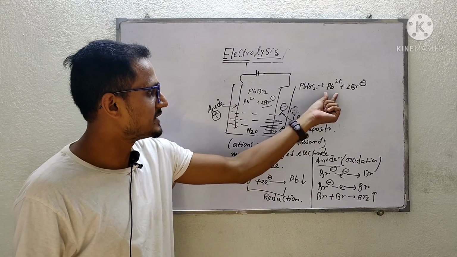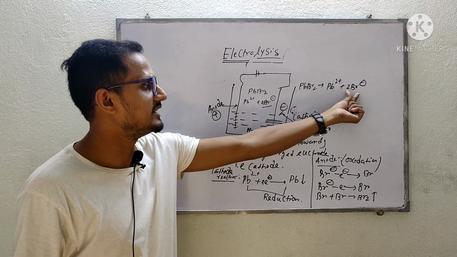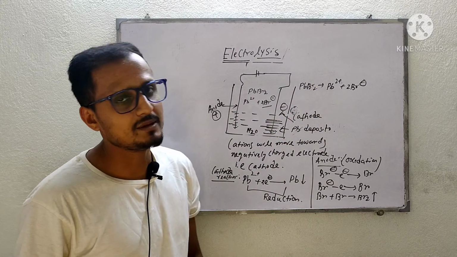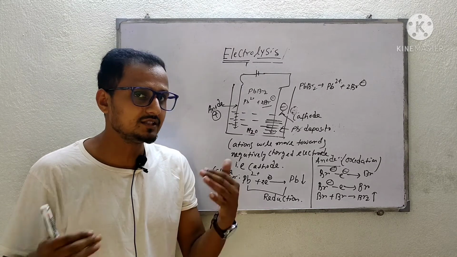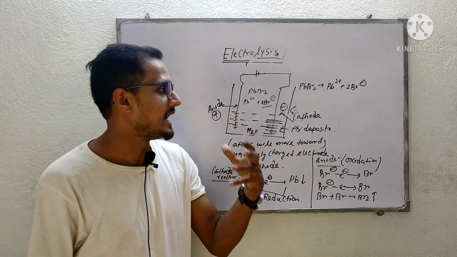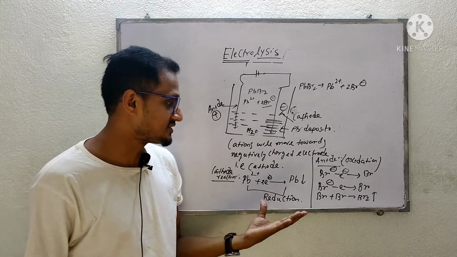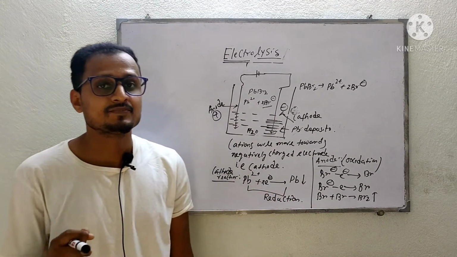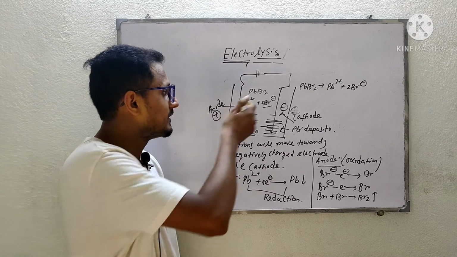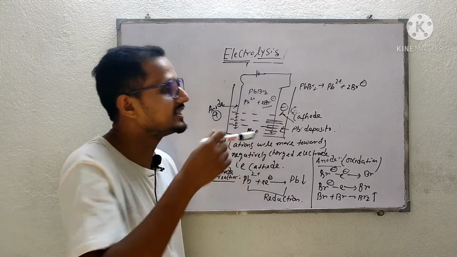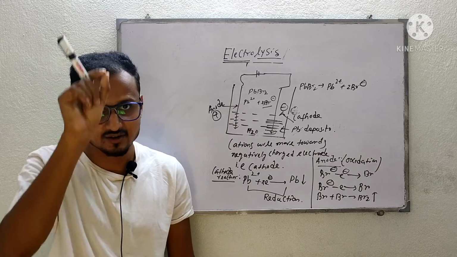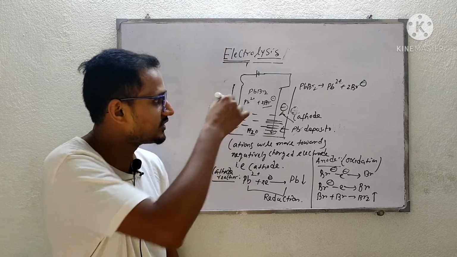Okay, and this Pb2+ will go to the cathode, and the bromide will go to the anode. Now this is the normal electrolysis of PbBr2. You can do this process for other substances, but the cathode and anode reactions may change on the basis of the electrode you are taking. So the electrolysis process depends on the electrode you are taking.